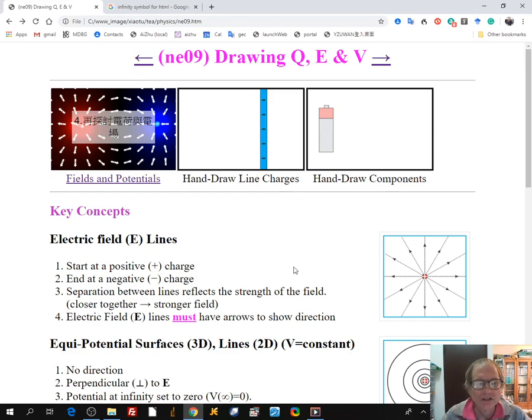All right, so I'm going to be making use of the PhET simulation to help us to do it. What we're going to be doing is a number of charge distributions and try to do the electric field lines as well as the equipotential surfaces. So let's quickly review a few of the key concepts.